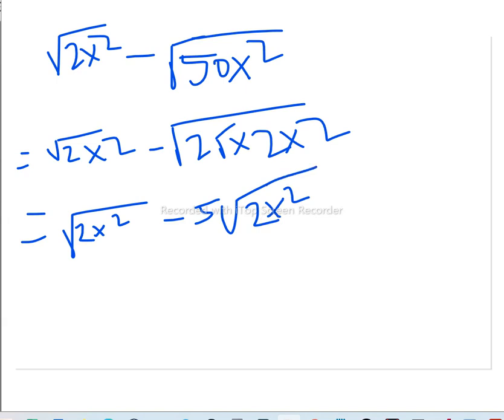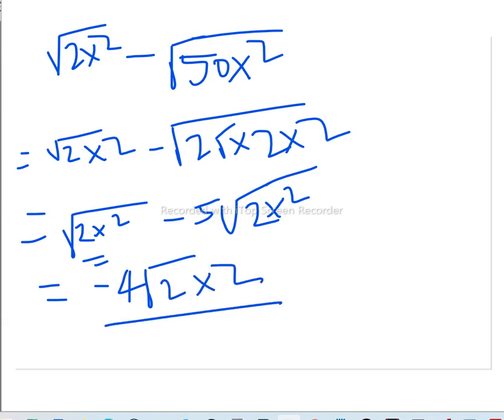Now we have the same index and the same radicand, 2x squared. So now we can subtract. When we subtract 5 from 1, we get negative 4, and we take one of them, square root of 2x squared. So when we subtract square root of 50x squared from square root of 2x squared, we get negative 4 times the square root of 2x squared. This is the final simplification.